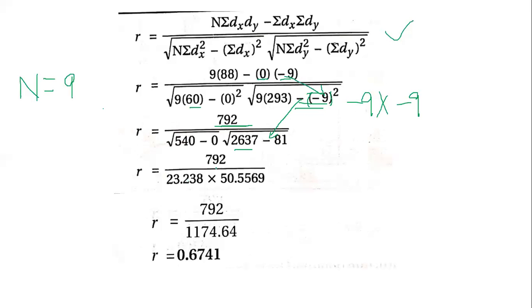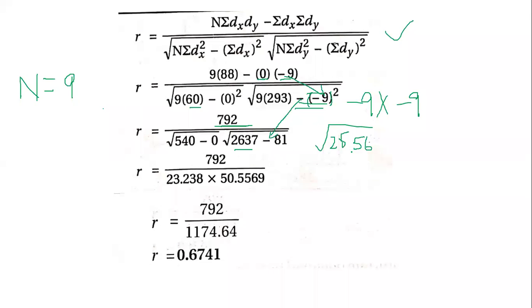Next, 792 divided by square root of 540. 540 minus 0 is 540 only. So square root of 540 is 23.238. And again, if you take the other number here, which is nothing but square root of 2637 minus 81, which will give you a square root of 2556. If you calculate the square root of this, then you will get the total value.